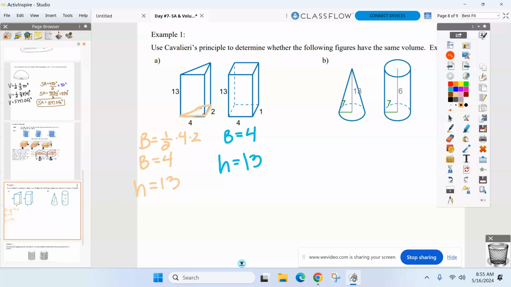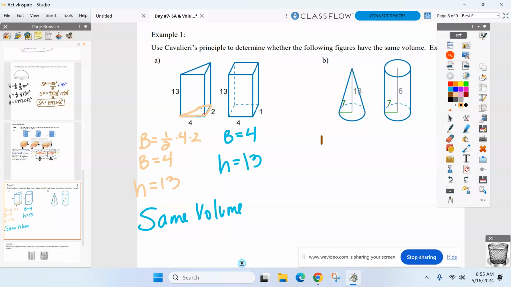Same volume. Same base area. And I don't even need, did we even calculate the volume? We didn't need to. As long as they have the same base area and the same height, same volume. But they look different. It doesn't matter. Same base area, same height, same volume. All right, what about my cones here now? Cone and cylinder. Let's start with the cone.